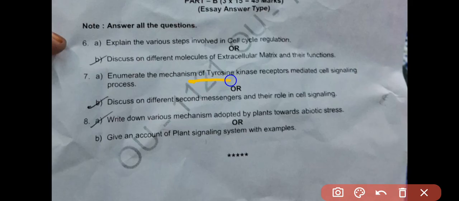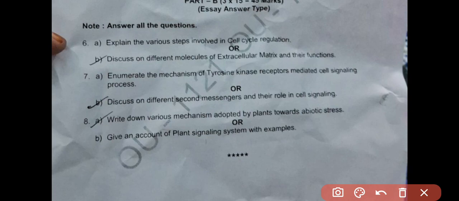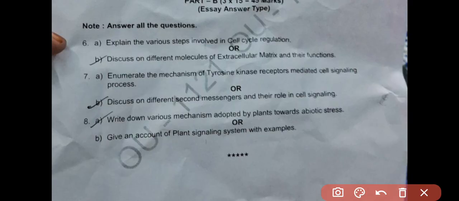And then the seventh one is tyrosine kinase receptor mediated cell signaling process. So this is also a pathway, diagram-based. Another one was secondary messengers and their roles in cell signaling. You need to write about different secondary messengers, that is calcium, calmodulin and cAMP, kinases, okay, PKC. So these are all the secondary messengers.